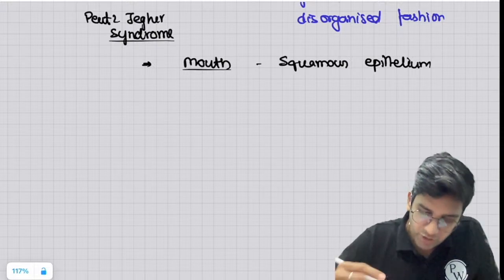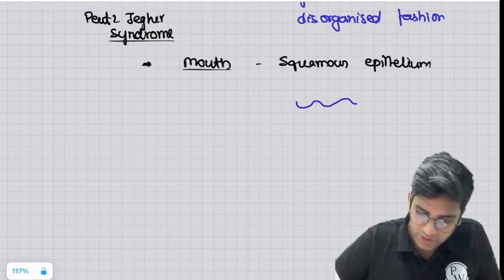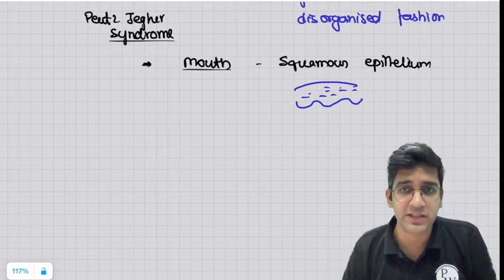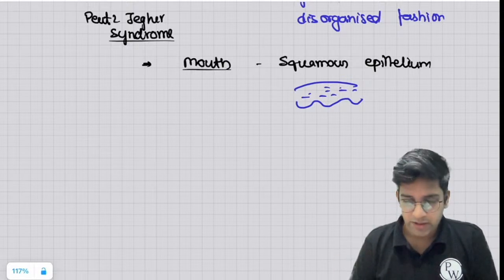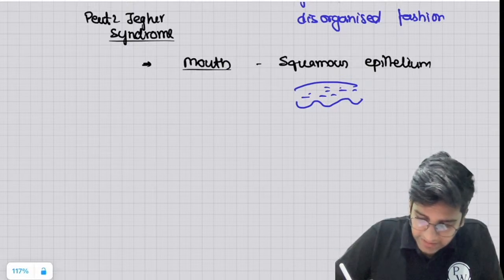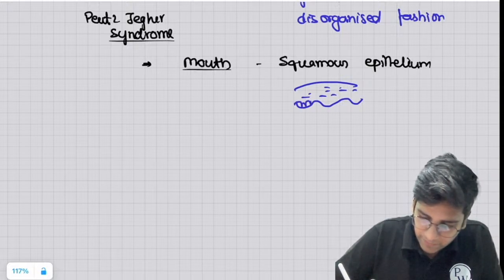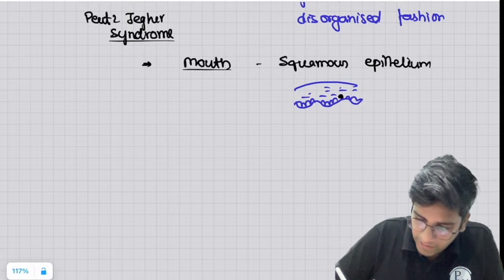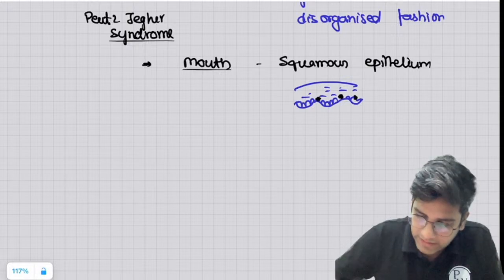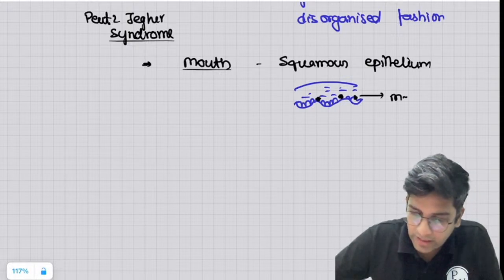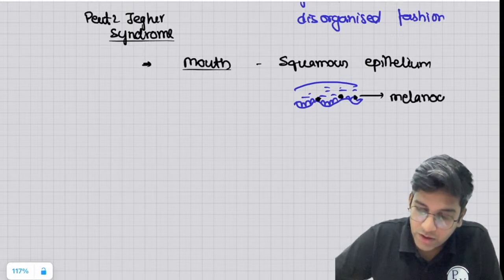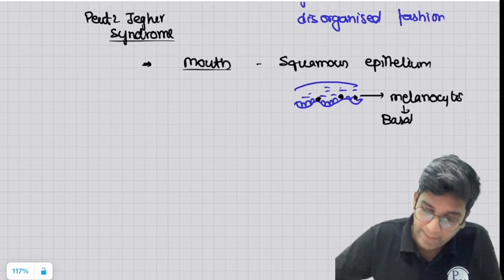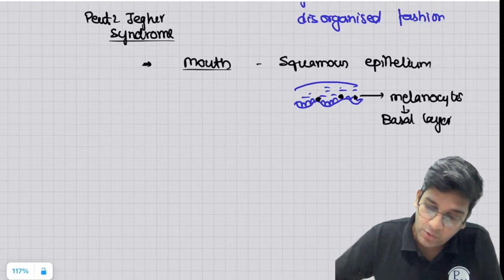Perfect. Right. So if you remember stratified squamous epithelium, it's going to be like this. Multiple layers of cells. That's what stratified squamous epithelium is. It is squamous only. Now, in the basal layer of squamous epithelium, there is a cell called melanocytes. I am drawing it in black in color just for us to understand. I have melanocytes. Normally, melanocytes will be in the basal layer of epidermis. That's the normal location of it.